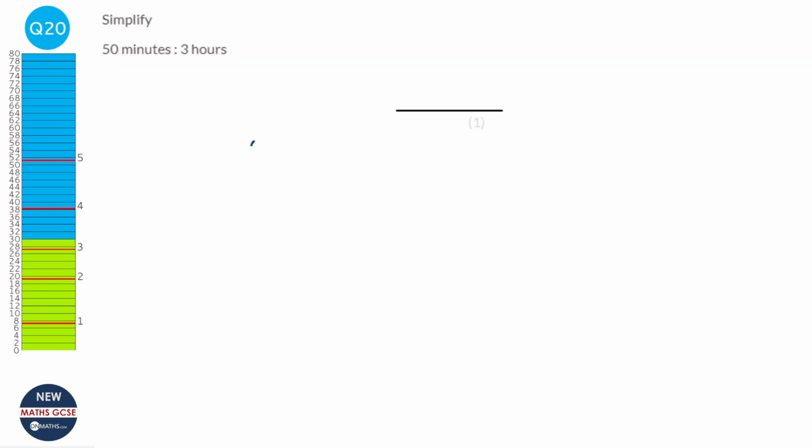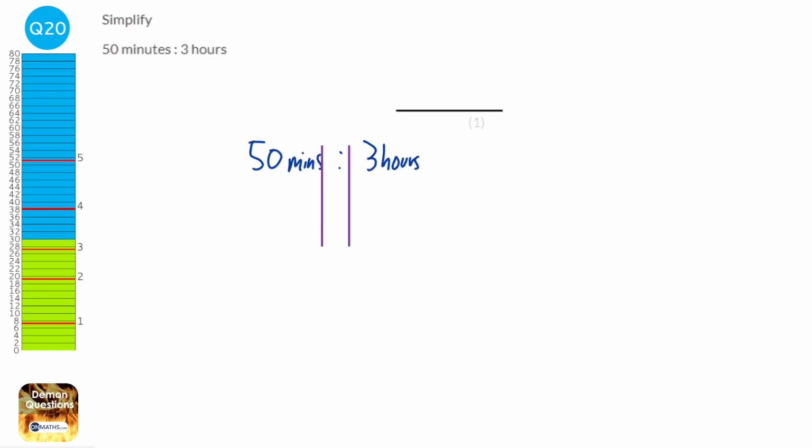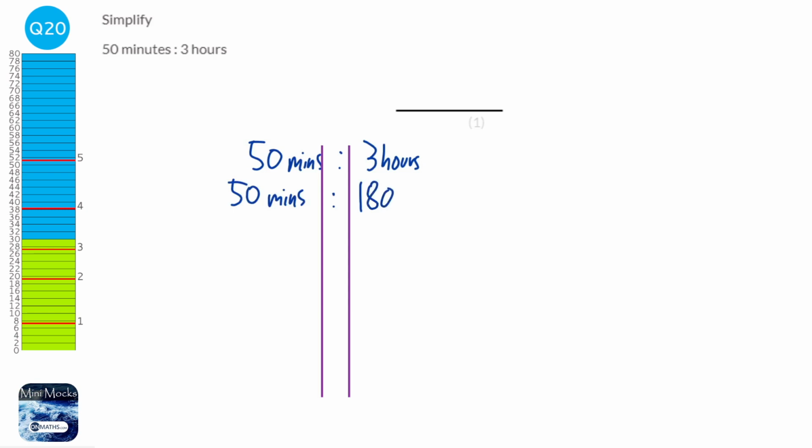We're going to first of all have to convert these both into the same unit. So we've got minutes and hours. That's not going to help us much. So what I'm going to do is pick the smaller unit, which will be minutes. So I'm going to keep that 50 minutes. And I'm going to convert 3 hours into minutes. That would be 180 because we times by 60. And I'm going to just remove the minutes now.